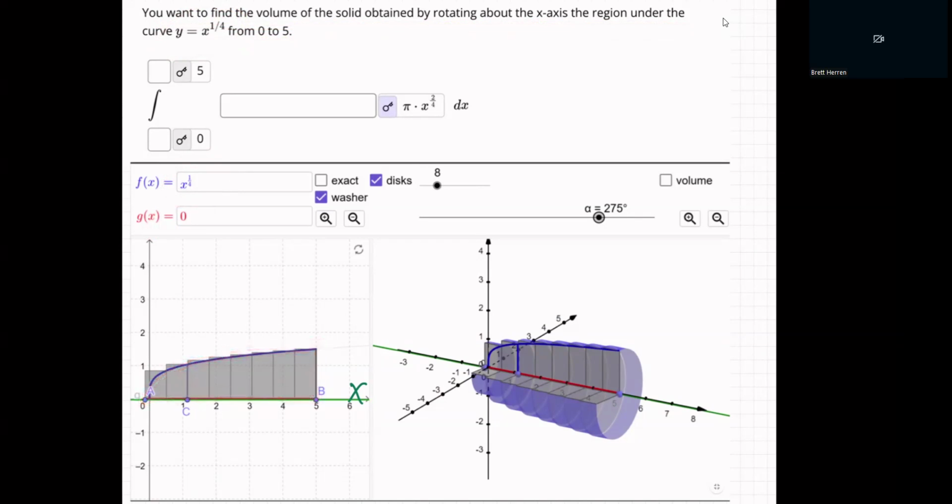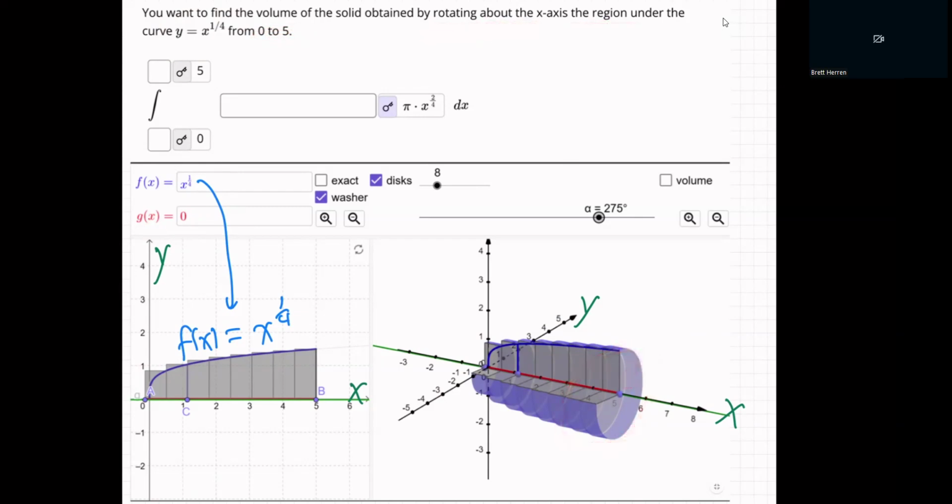This is f of x, or y, is x to the 1/4. Okay, right there. And it graphed it, and then it took it over here and rotated it about the x-axis. Can you see the axis? This is the x-axis right here. This is the y. Because that's what they told us to do: find the volume of the region obtained by rotating about the x-axis. So we're rotating it about the x-axis.